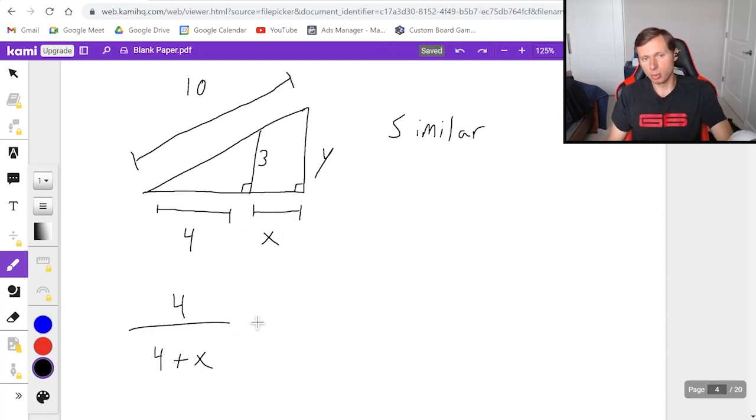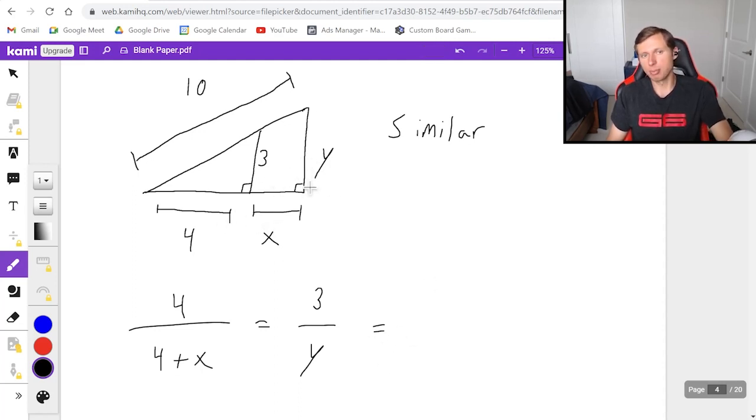So that's one of my proportions. Another proportion is for this side to this side, the vertical, it's going to be 3 over y. Notice this is not y plus 3. Why not? Because the 3 is not even connected to the y, unlike the 4 and the x below.